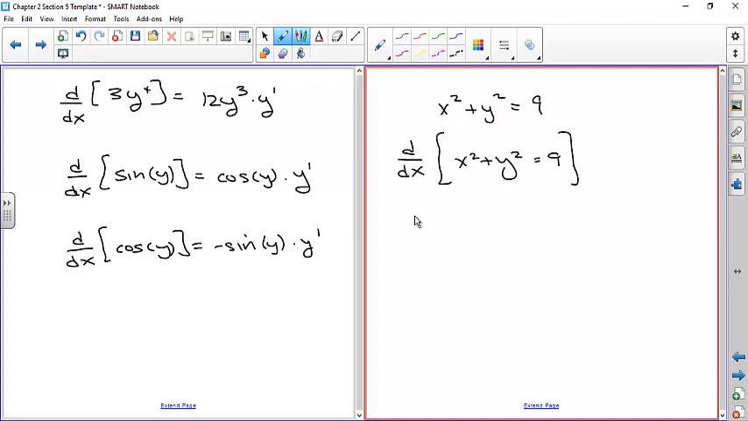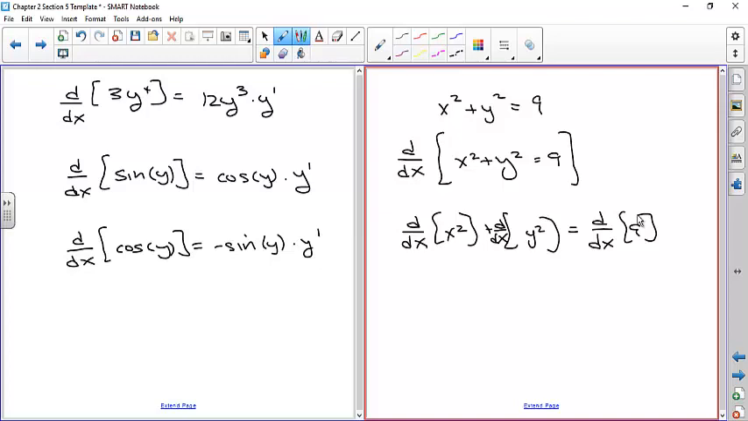So that means I take the derivative with respect to x of x squared, I take the derivative with respect to x of y squared, and that's equal to the derivative with respect to x of 9. So it's kind of like what you do when you normally are fooling with functions or equations. If you do the same thing to every term, then the equality remains the same.